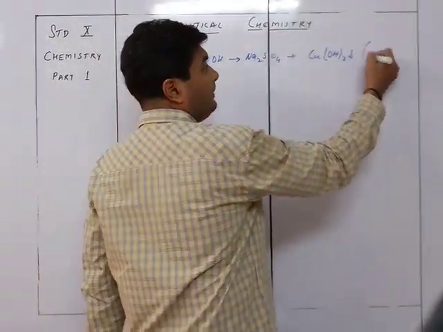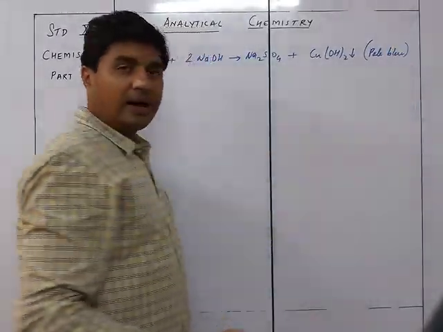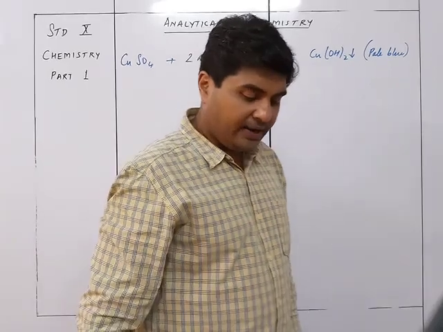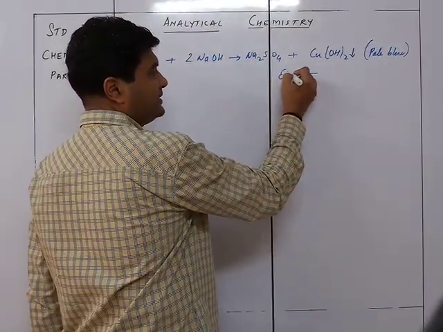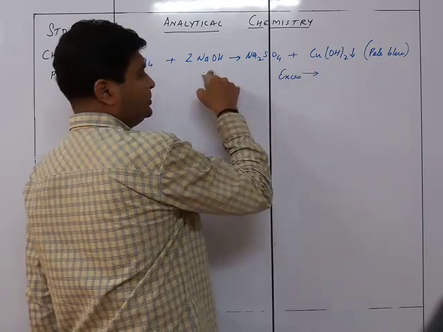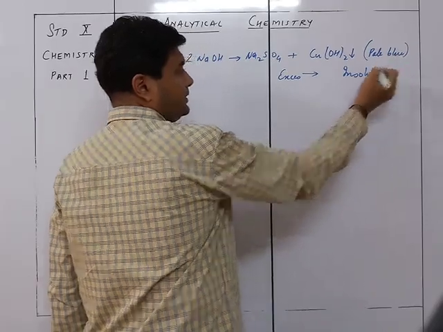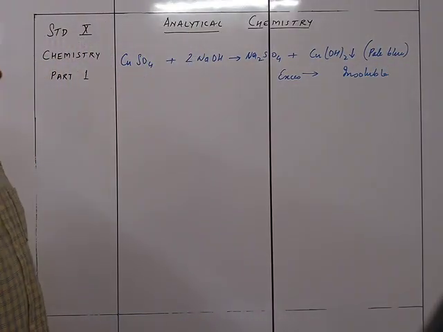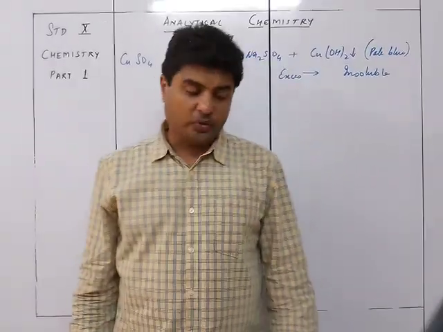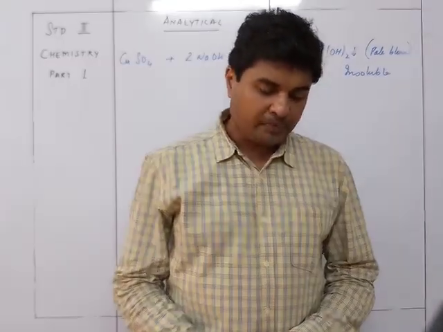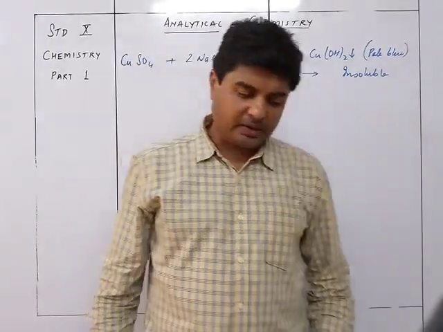It is a pale blue colored hydroxide. So copper hydroxide is a pale blue color, and when I put this in excess of sodium hydroxide, it is still insoluble. So this is the property again, that when I take copper sulfate, which is blue in color, you can see the original color of the salt is also given over here.